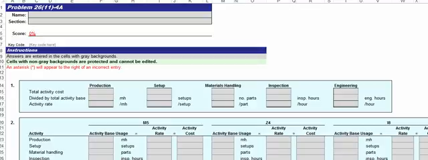Okay, now we're going to start with problem 26-4A. In this chapter, chapter 26, we're dealing with allocating overhead to specific products. For instance, if we produce 3 products, one way to allocate overhead would be to divide total overhead by 3 and give each product a third of the overhead. That's about as basic as you could get.